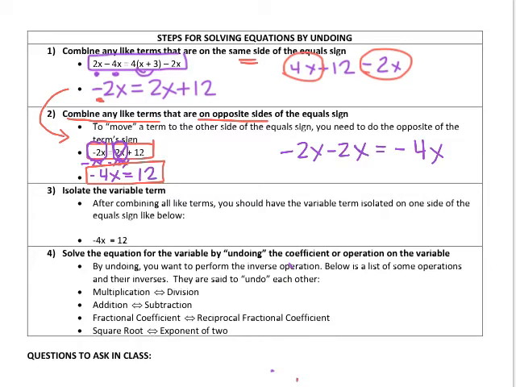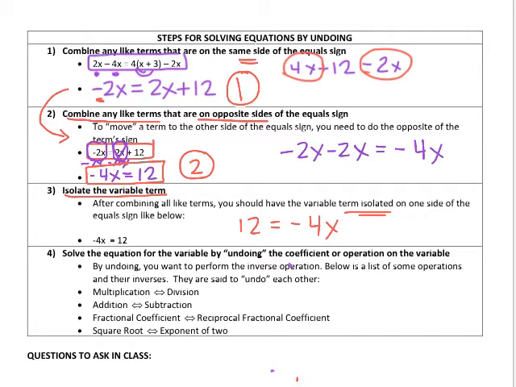So our first step we did, we have our second step completed, and now we're moving on to step number 3, which is isolate the variable term. So taking it from negative 4x equals 12, we do have the term isolated, but we finally need to get the x itself by itself. So after combining all like terms, you should have the variable term isolated on one side of the equal sign. If it looked like this, it's still okay.